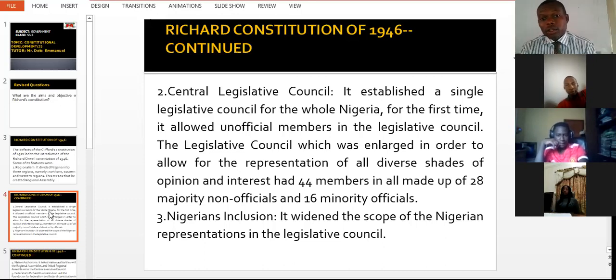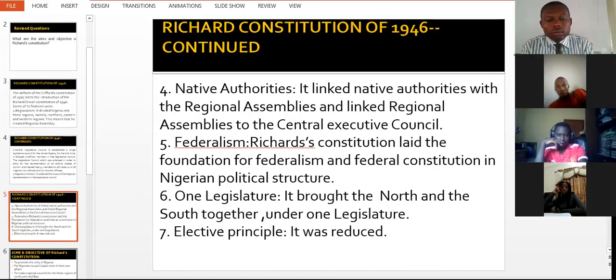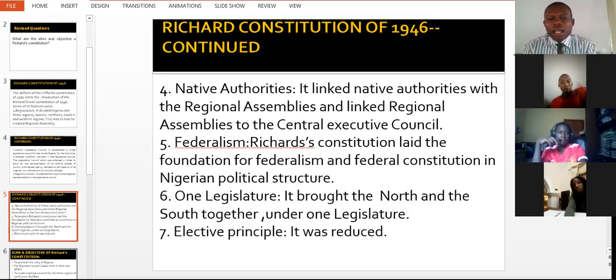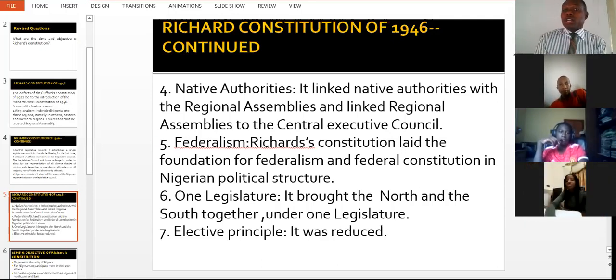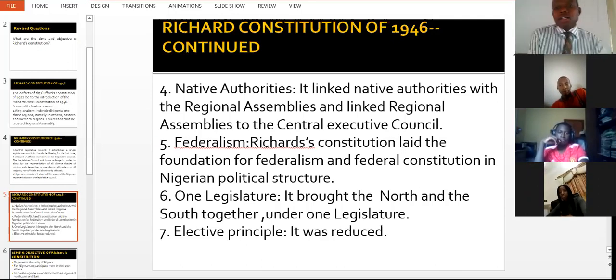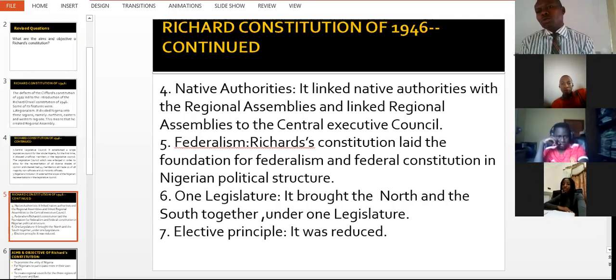So let's progress. Let's look at more features of Richard constitution. Now, native authorities, that is point four. It linked native authorities with the regional assemblies and linked regional assemblies to the central executive council. These native authorities are all these traditional institutions. Native authorities simply means traditional institutions, such as the Oba, the chiefs, the king's cabinet and the rest. So they have their functions.